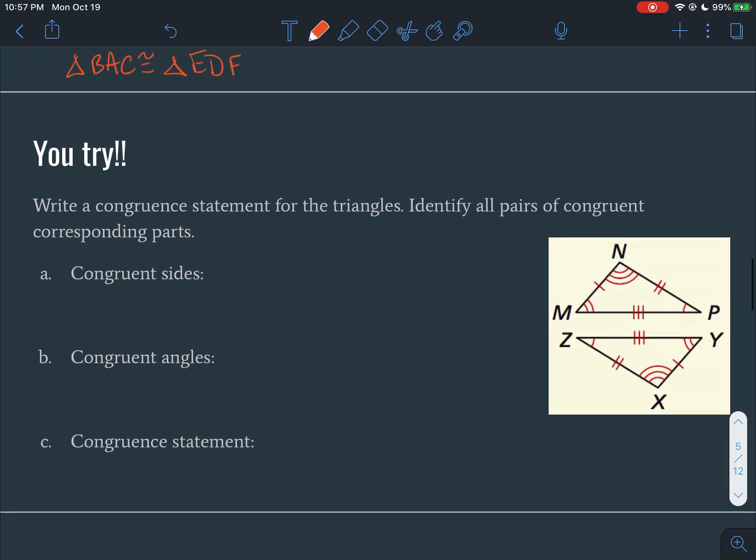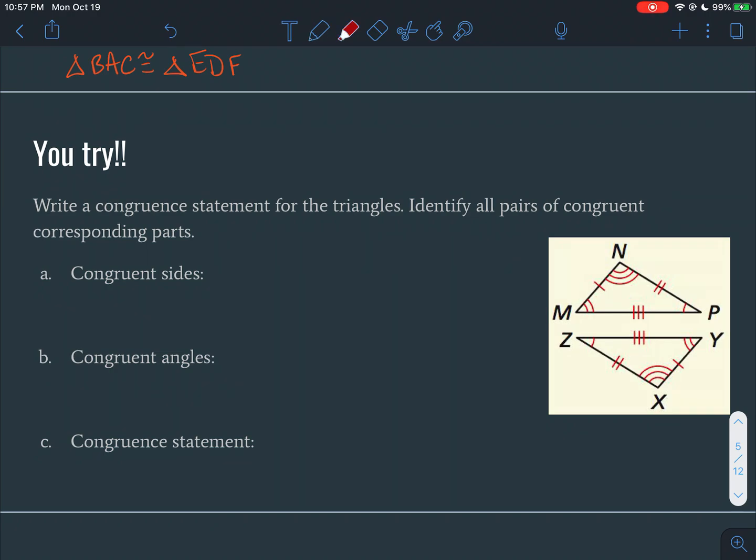So I want you guys to do this. You try. Write a congruent statement for the triangles and identify all pairs of congruent corresponding parts. Pause the video and come back to check this when you're done.